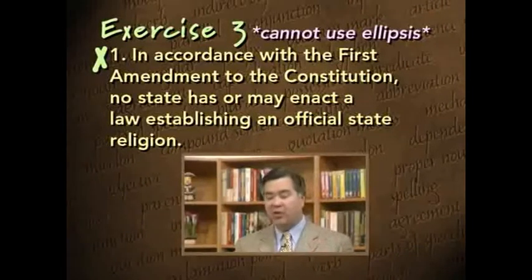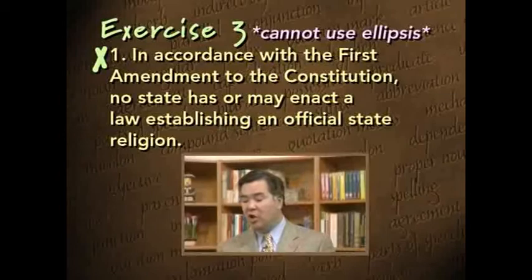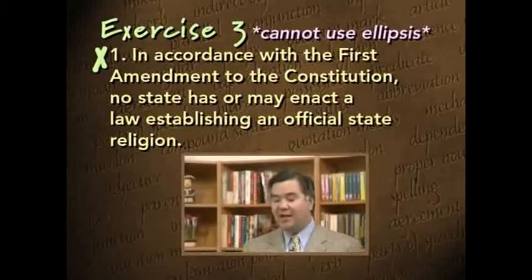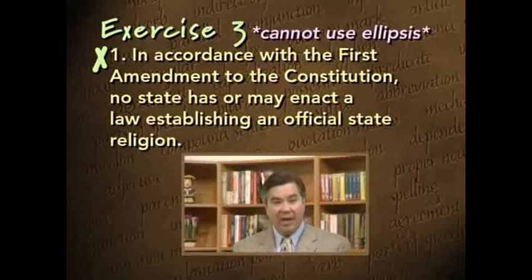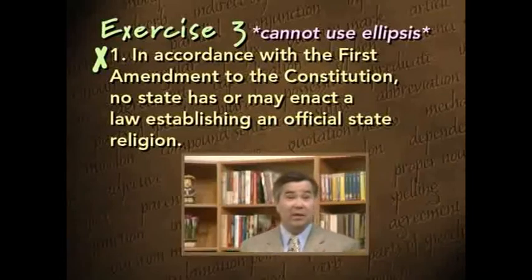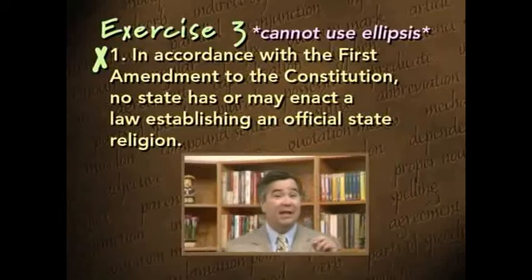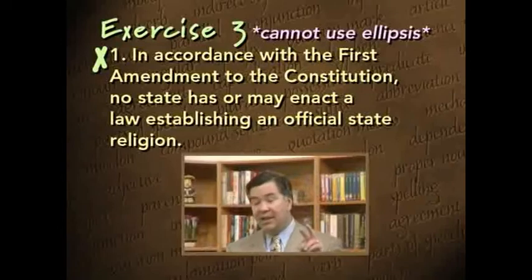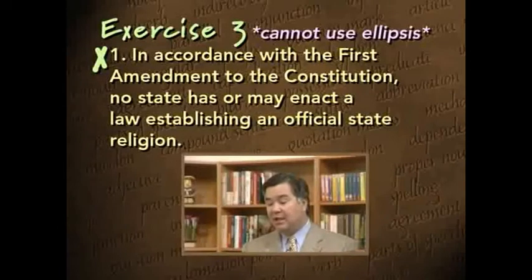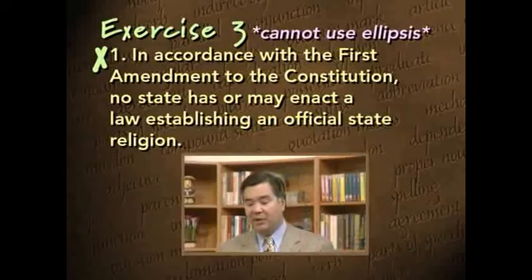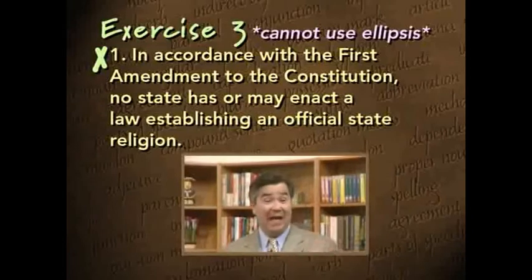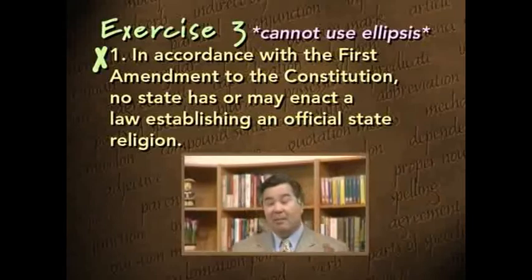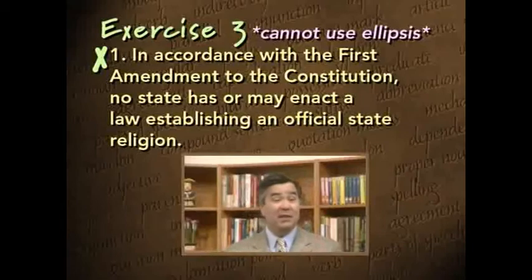In accordance with the First Amendment to the Constitution, no state has or may enact a law establishing an official state religion. Okay, the author is talking about the First Amendment to the Constitution and is saying that as a result, two things have happened. One is that no state has enacted a law establishing an official state religion, and second, no state may enact such a law.